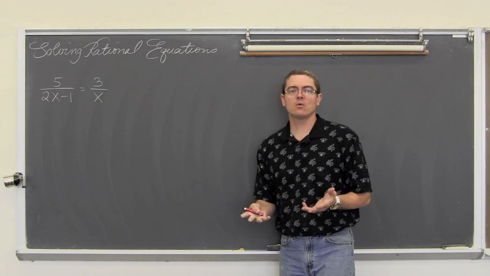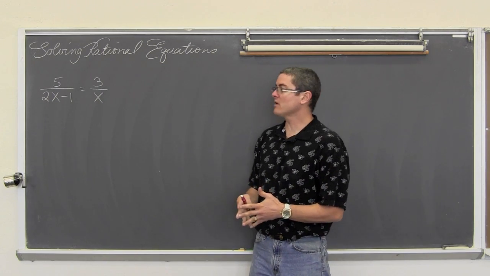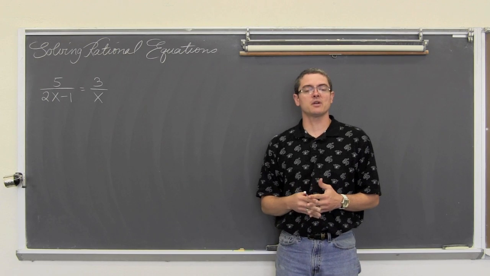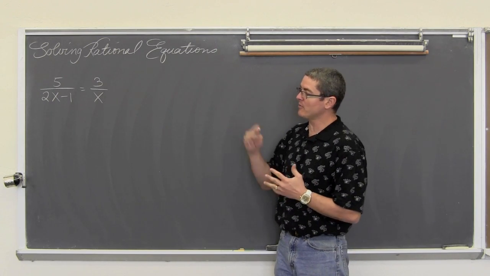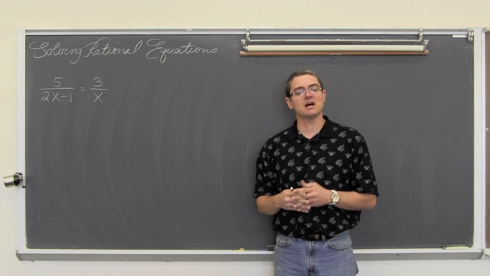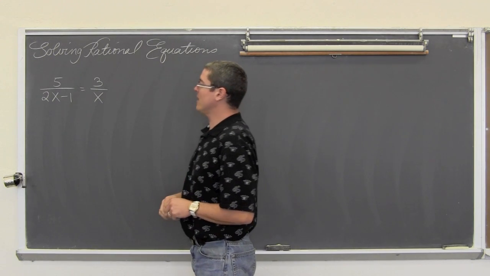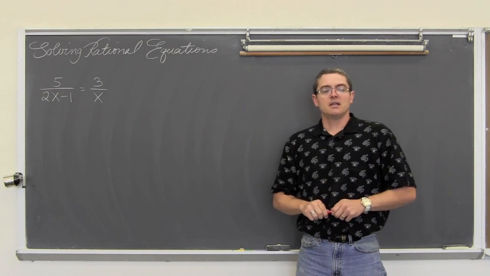We've already done a video where we had fractional or rational coefficients. Now, with all these examples, we're going to have more algebraic fractions where we have the variable in the denominator of these fractions. It's not just a fractional coefficient. So we have 5 over 2x minus 1 equals 3 over x.